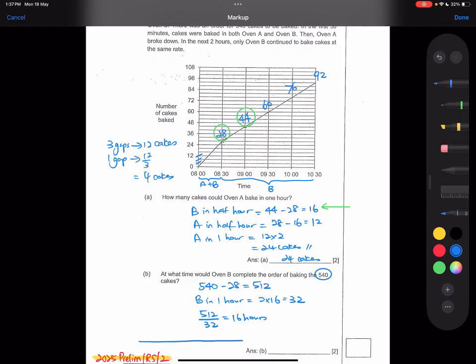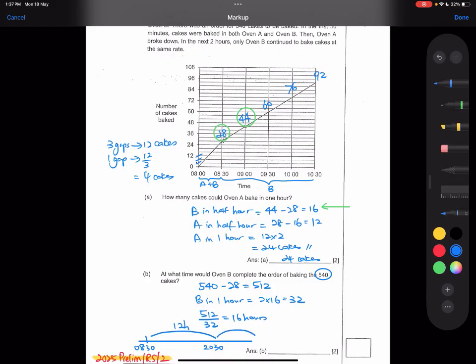Now let's find what time it will end. This is 8:30. In 12 hours, 12 plus 8:30, that's 20:30. That's 8:30 in the evening.